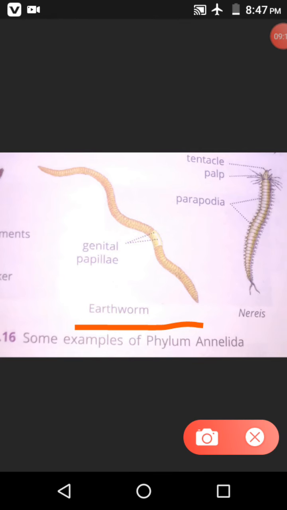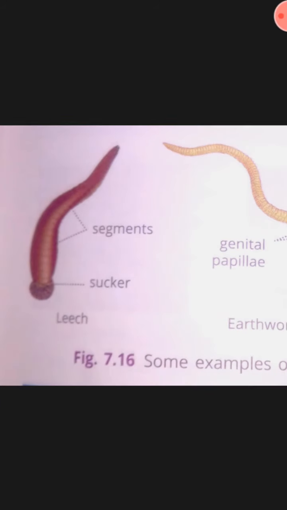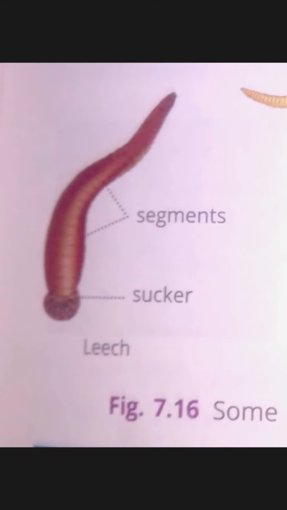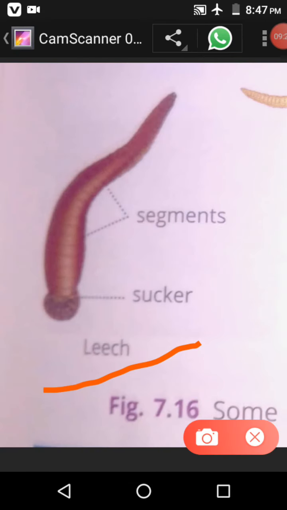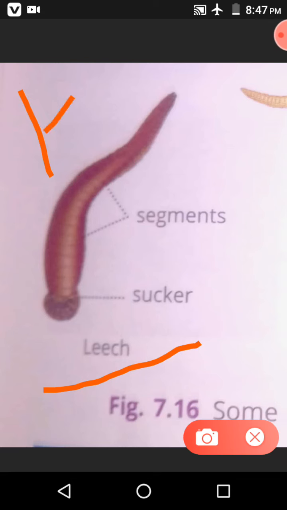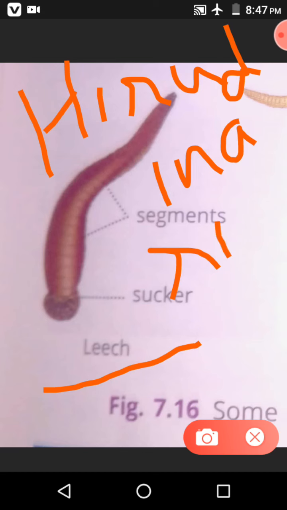Okay, now we have to move on. I already told you about the leech. This leech also comes in Annelida, and it is known as jonk in Hindi. The scientific name of it is Hirudinaria. Full name, Hirudinaria granulosa. That is the scientific name of leech.